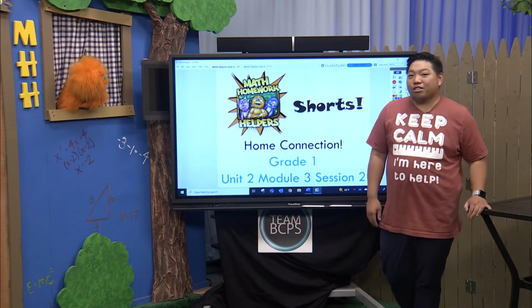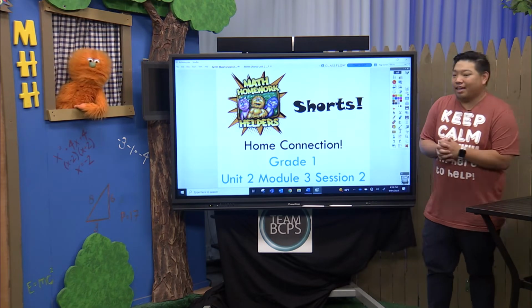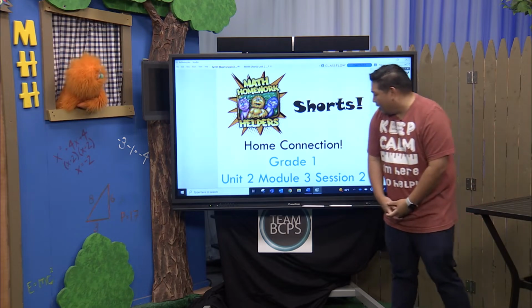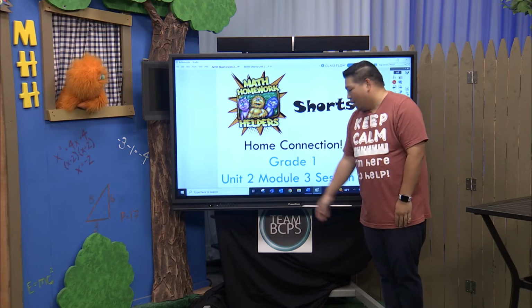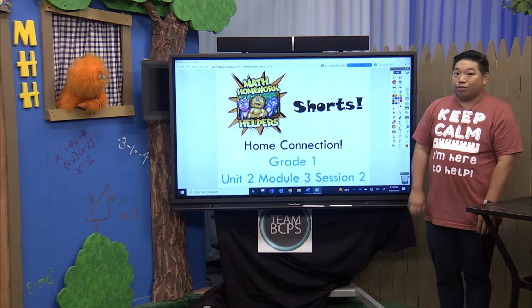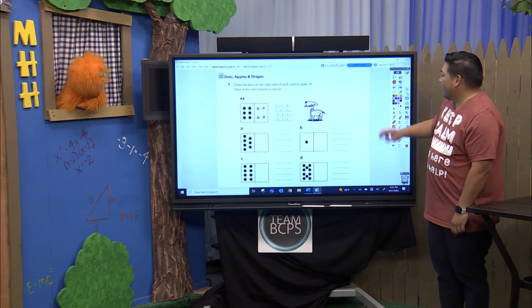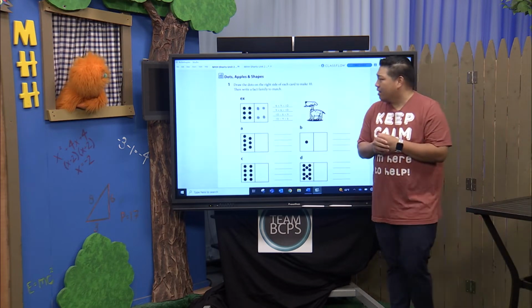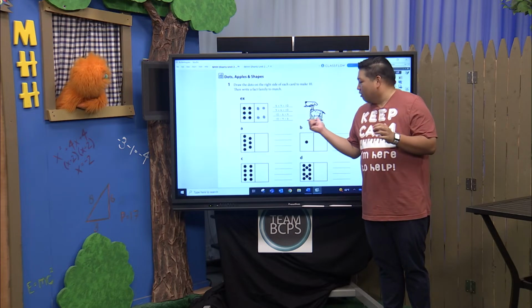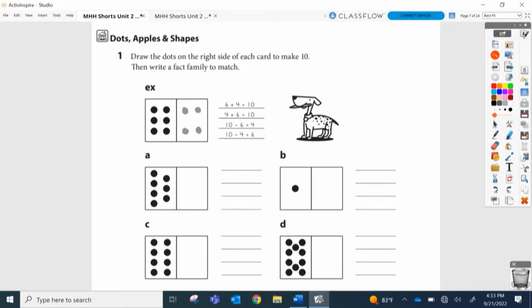We're working with our first grade friends today, in our home connection for Unit 2, Module 3, Session 2. The first thing we have is this cute dog and some dominoes.